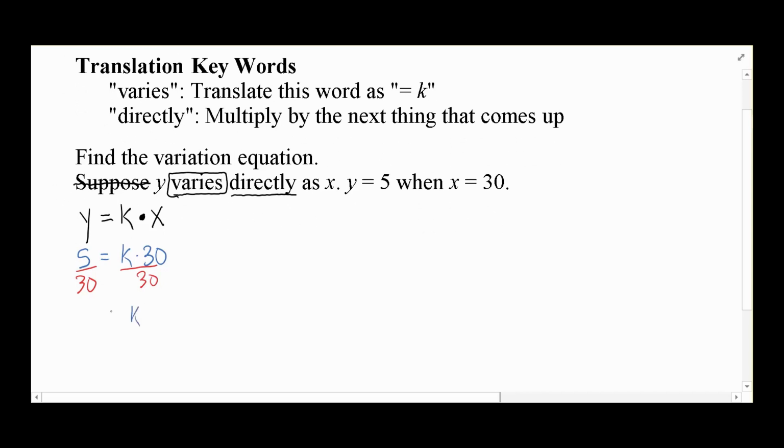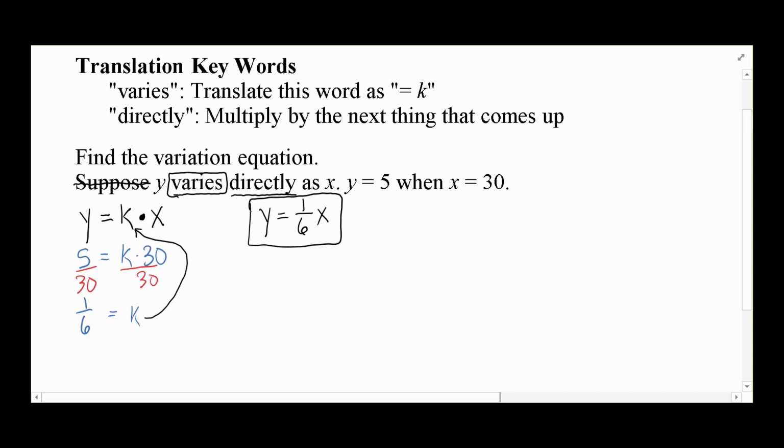And that gets me k equals 1/6. Again, this is not the final answer. Step 4 is to take this value of k and plug it back into my original equation. So we're going to replace the k with 1/6. This is the final answer.